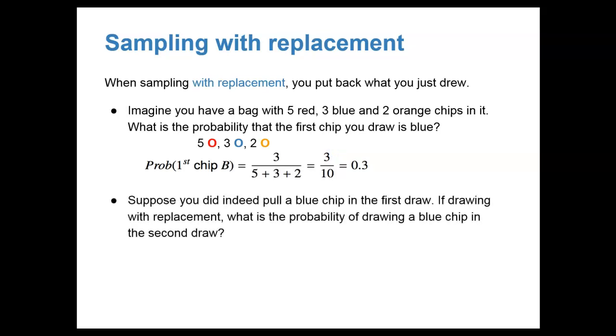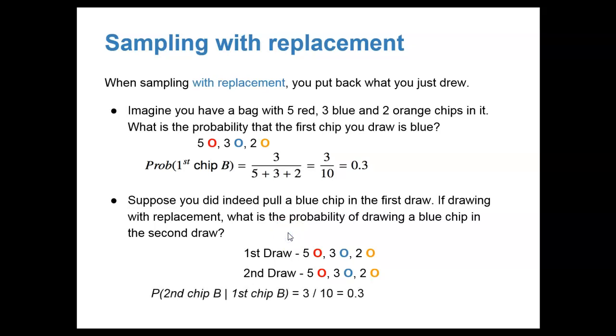Now suppose that we did indeed pull a blue chip in the first drawing. If we're drawing with replacement, in other words, if I pull a blue chip, I put it back into the bag before my second drawing. What's the probability of drawing a blue chip in the second drawing? Again, for the first drawing, we had a distribution of 5 red, 3 blue, and 2 orange. That distribution does not change before we do the second drawing because we've now put the chip back in the bag.